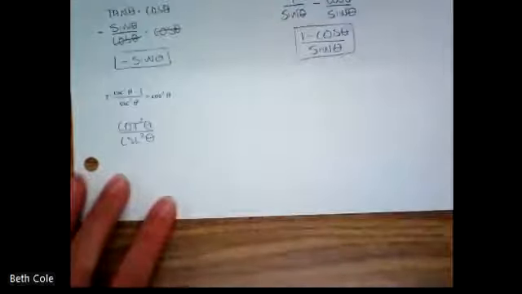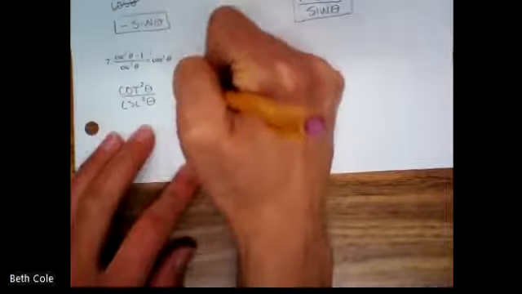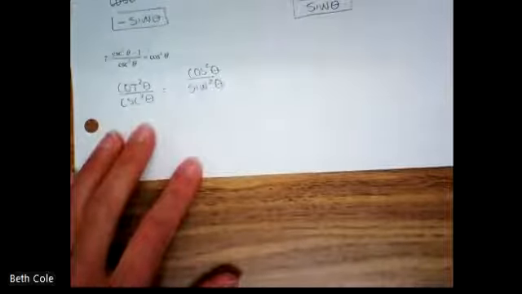Now, when in doubt, you want to replace everything with sines and cosines. Cotangent is cosine over sine. It's just that it's squared. So I'm going to replace that with cosine squared over sine squared. There's just a squared in it. So it's cosine over sine, except there's a square.